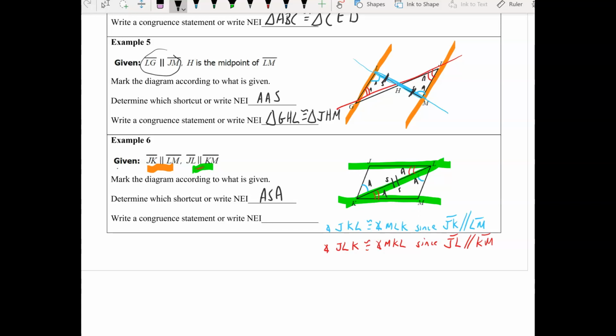Our statement, triangle JKL. I like to go in alphabetical order, so JKL is congruent to triangle J corresponds with M, K corresponds with L, and L corresponds with K.